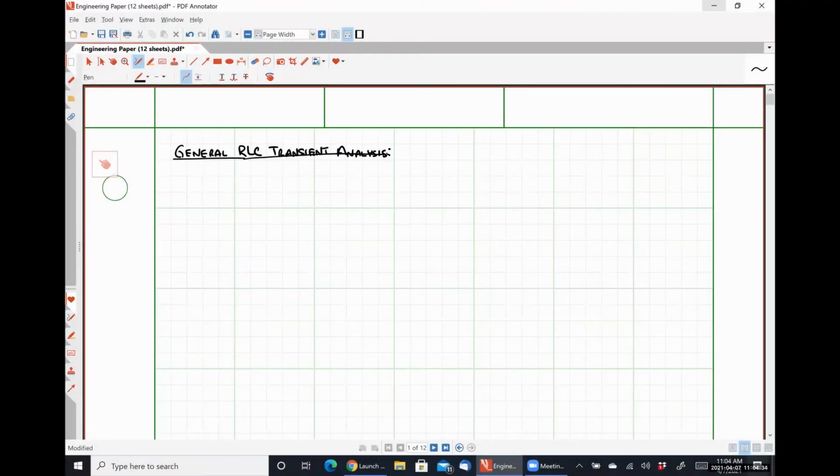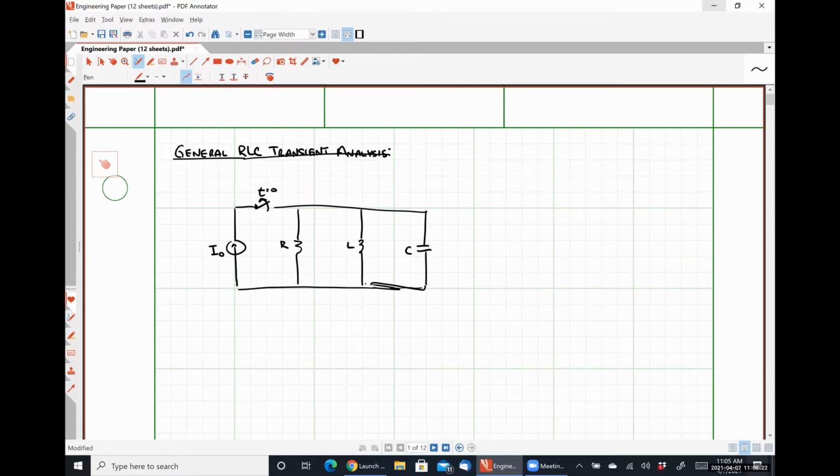Let's say that we have a parallel RLC circuit. Let me get something going real quick here. So here's R, L, and C. And we know that all three of these have a common voltage. I'm going to call it right here, V of t.